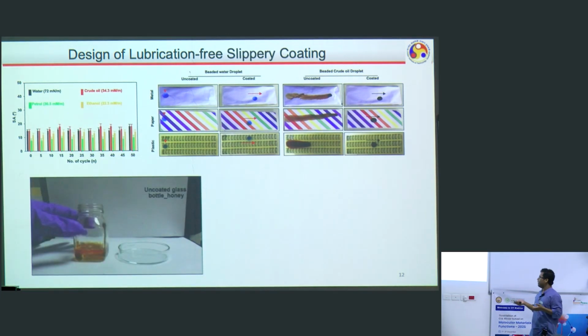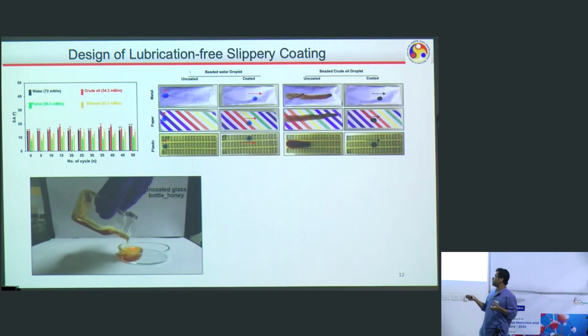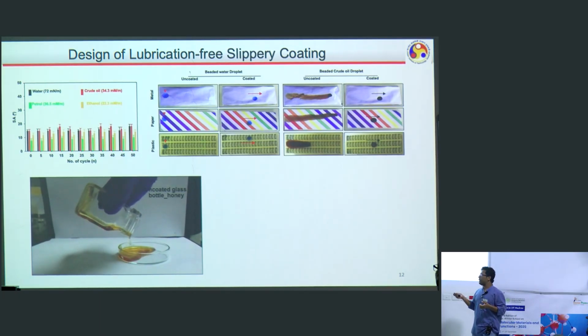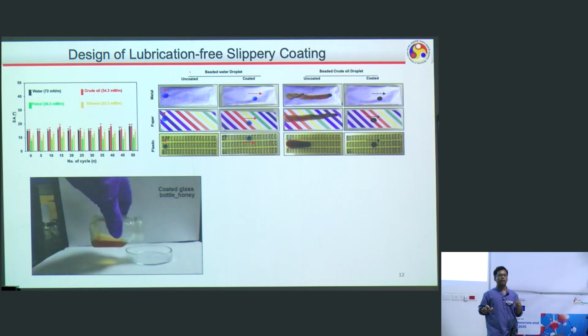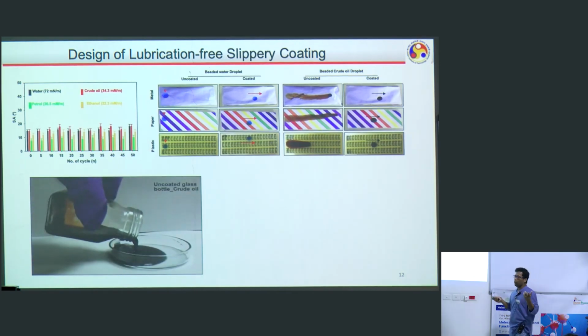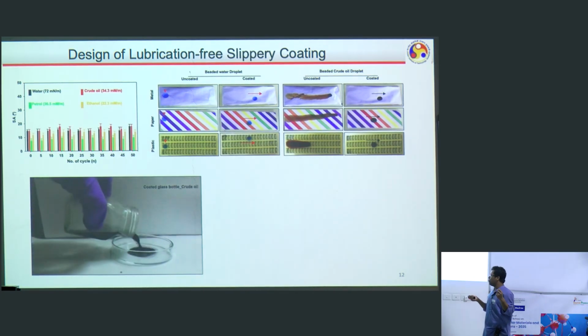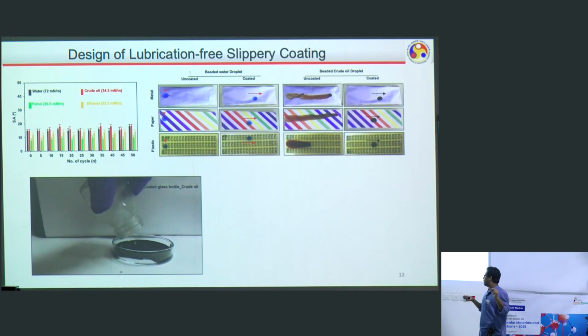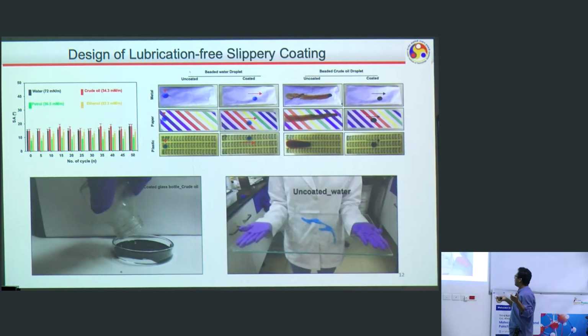Okay, and even you can coat a bottle. So this is honey. That is basically, you know, like how difficult to dispense the honey from commercial bottles. But once you have a coated, you don't even lose a tiny droplet. The same for the crude oil as well.